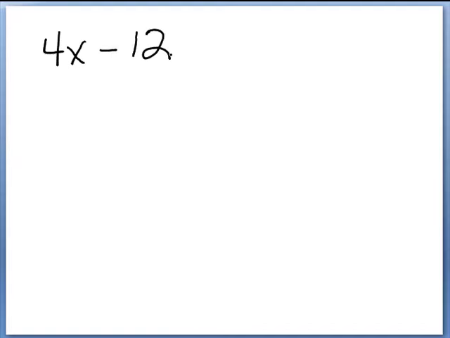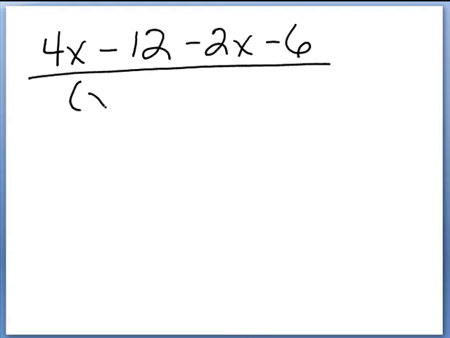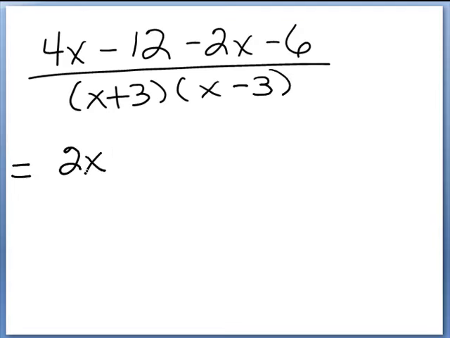Then we're going to take the minus 2, or we can say negative 2, and we're going to distribute that to the x and to the 3. So negative 2 times x, we have negative 2x. And negative 2 times 3, we have negative 6, all over your LCD, x plus 3, x minus 3. Your numerator, combine like terms, 4x minus 2x, we have 2x, and then we have negative 12 minus 6, which gives us negative 18 over the LCD.